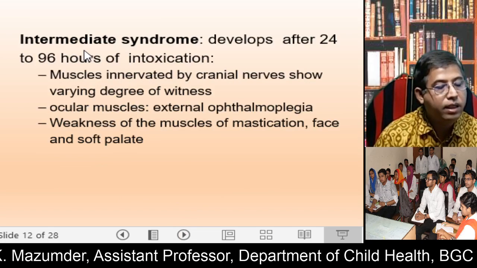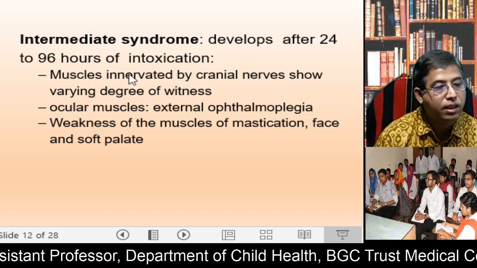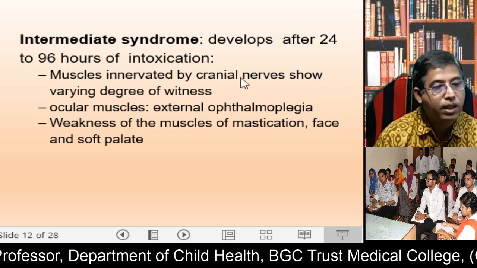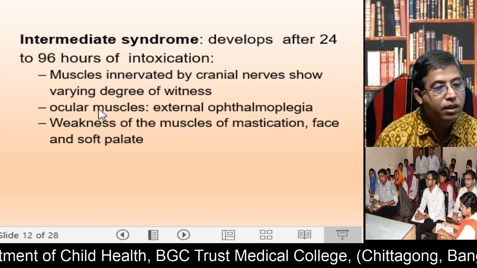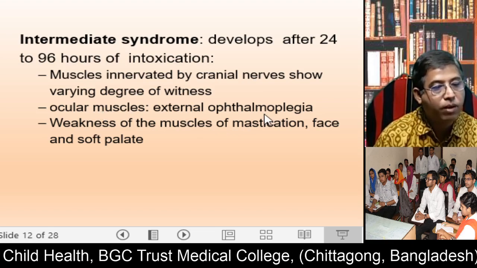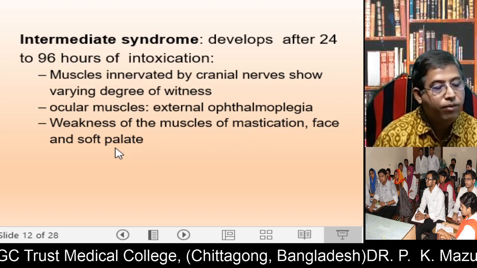And intermediate syndrome develops after 24 to 96 hours of intoxication, in which muscles innervated by the cranial nerves show varying degrees of weakness: ocular muscles, external ophthalmoplegia, weakness of the muscles of mastication, and face and soft palate.